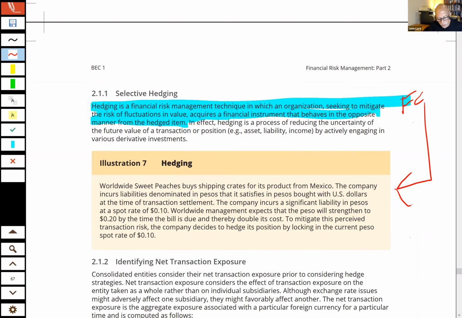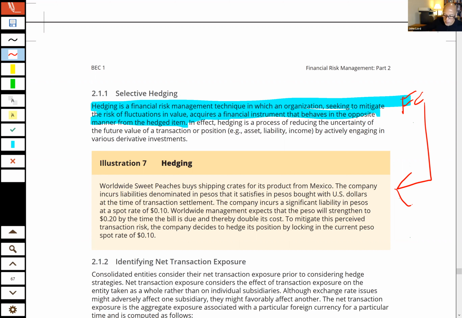To mitigate this perceived transaction risk, the company decides to hedge its position by locking in the current peso spot rate of 10 cents. Now, spot rate is the rate at the time of the transaction, okay? And the settlement rate is what it's going to be, say, 30 days from now or something, when we have to ultimately pay this. And so what they can do is use some of these instruments that we're going to be talking about to basically lock in that peso at 10 cents so that we don't double the cost of whatever we're doing later on.